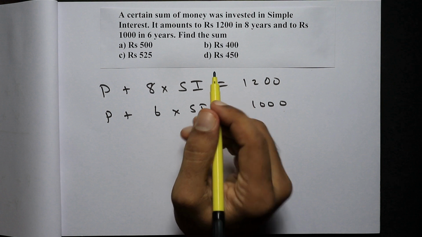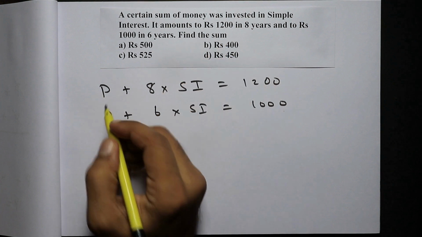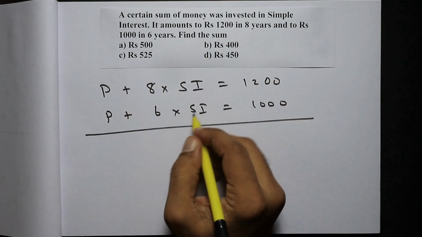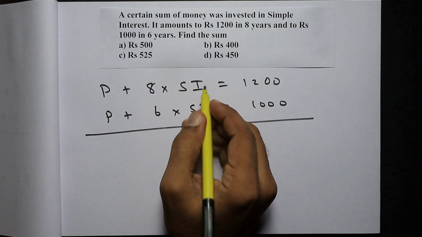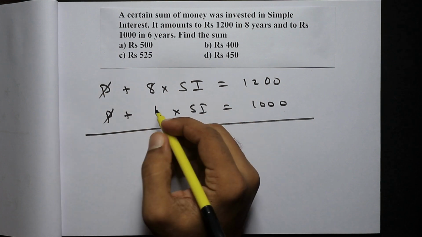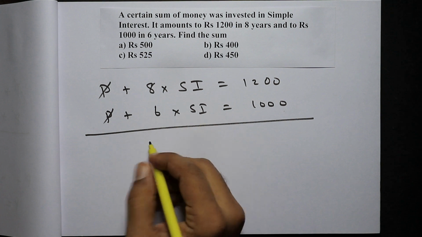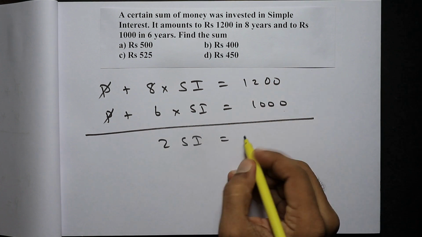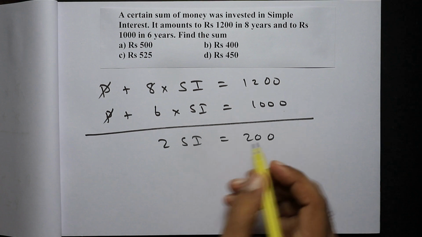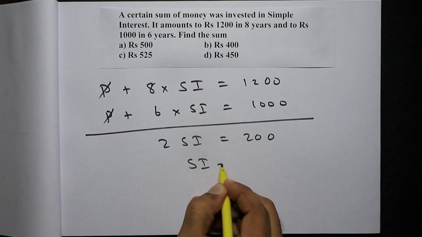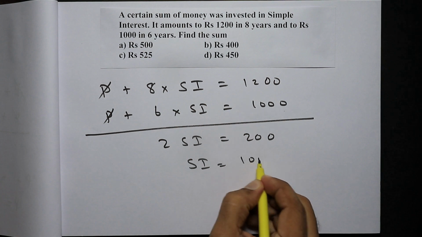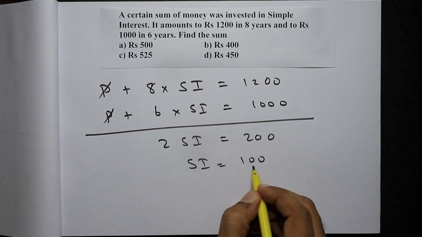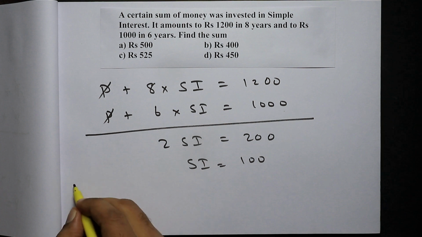So these are the two equations, and we need to find the sum or the principal. Now I'll just subtract this equation from the first equation. P and P will cancel out. So 8 SI minus 6 SI, that is 2 SI, is equal to 1200 minus 1000, that is 200. So you will get SI is equal to 200 by 2, that is rupees 100. That is the interest that you get every year.